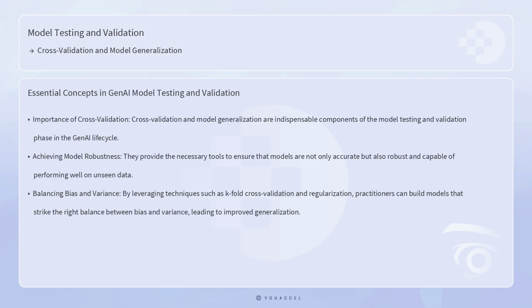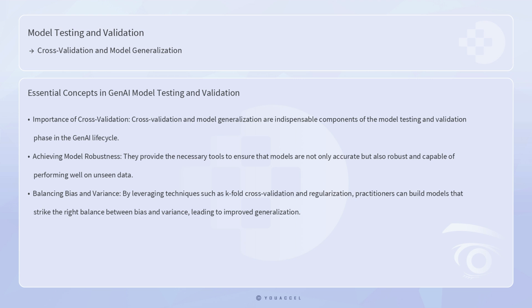In conclusion, cross-validation and model generalization are indispensable components of the model testing and validation phase in the GenAI lifecycle. They provide the necessary tools to ensure that models are not only accurate, but also robust and capable of performing well on unseen data. By leveraging techniques such as k-fold cross-validation and regularization, practitioners can build models that strike the right balance between bias and variance, leading to improved generalization.